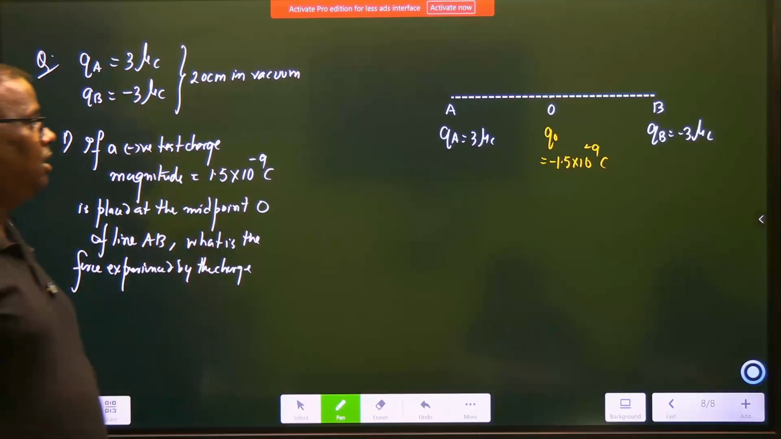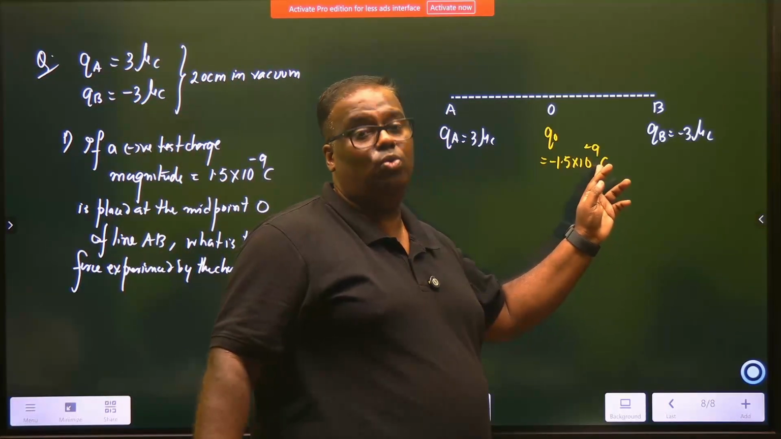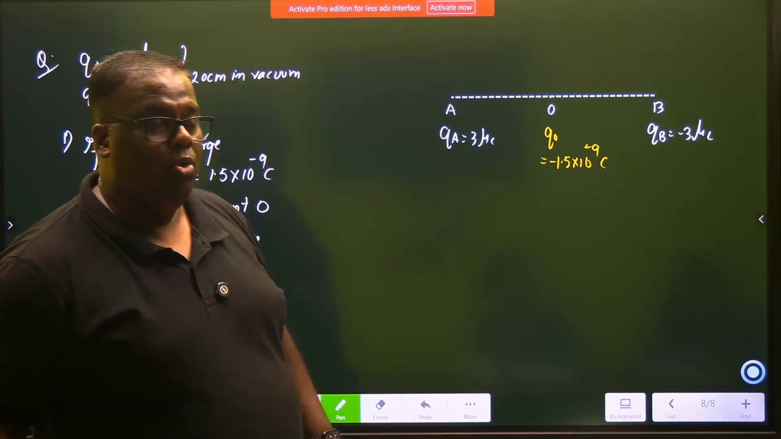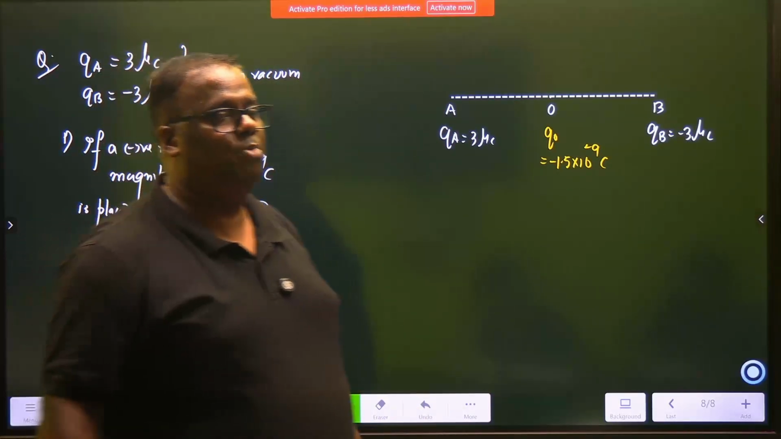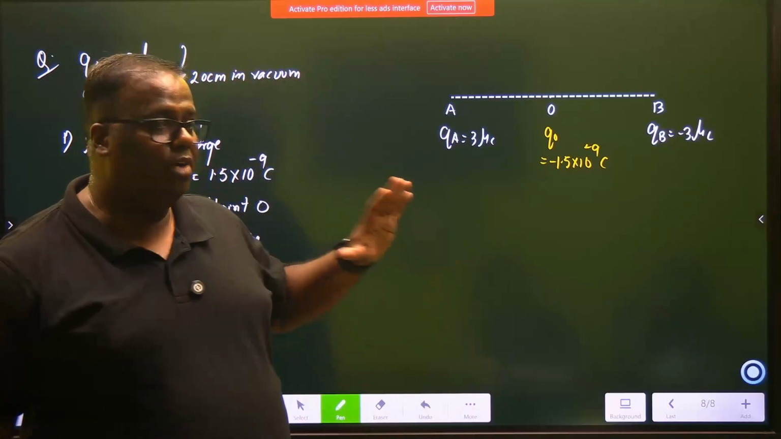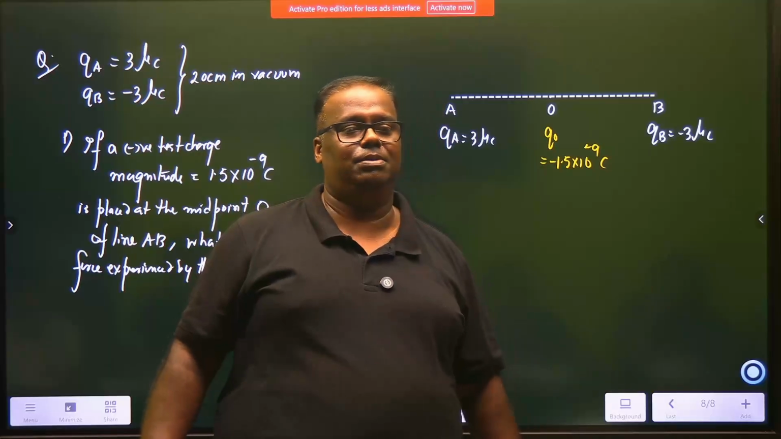Negative test charge. That means, if you write it in terms of coulomb, what will you write? Nanocoulomb. This is nanocoulomb. You brought this charge. What is the force experienced by this charge? How will you do it? What idea will you use? You have studied that idea. Tell me, last class you have studied.